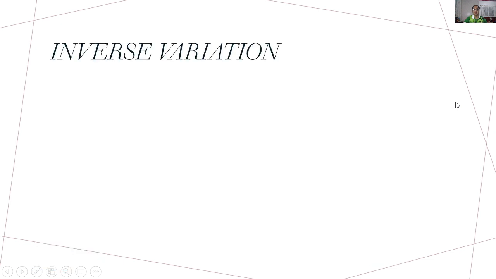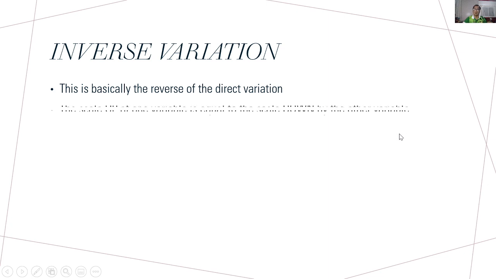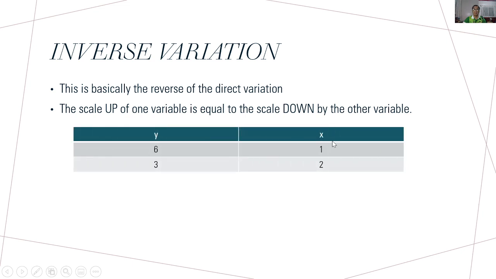Okay? Now, the second one is the inverse variation. Kung direct, ito, basically, ito yung kabaliktaran ng direct variation. It is the reverse of the direct variation. So, if we scale up one variable, yung kabilang variable naman, we have to scale down. Baliktad naman.